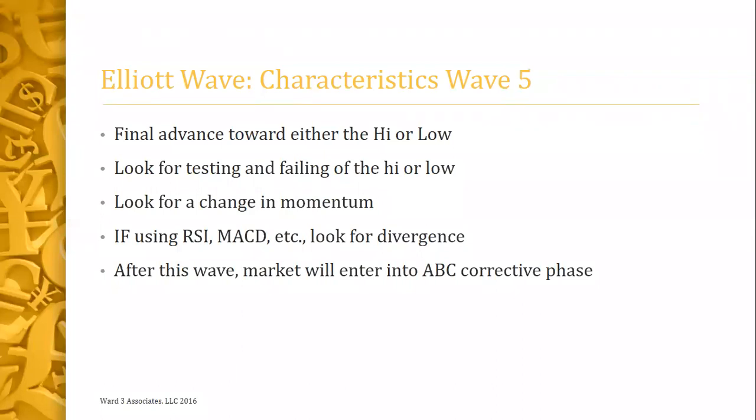Characteristics of wave 5. Wave 5 is the final advance towards either the high or the low. Okay. What we're looking for in wave 5 is a lot of pullbacks or a lot of failing of price at the high or low at a support or resistance. We're also going to look for a change in momentum. If we were using the RSI or the MACD, or some kind of oscillator, you can look for divergence, as price will set a higher high while the RSI or the MACD will set a lower high than the previous high. And I'll show you this on the charts as well.